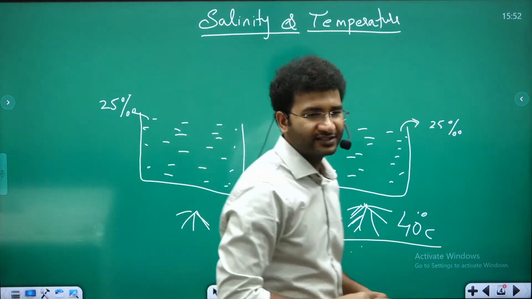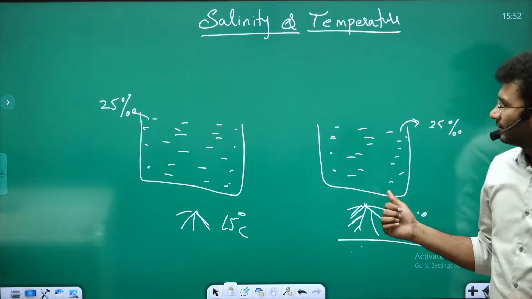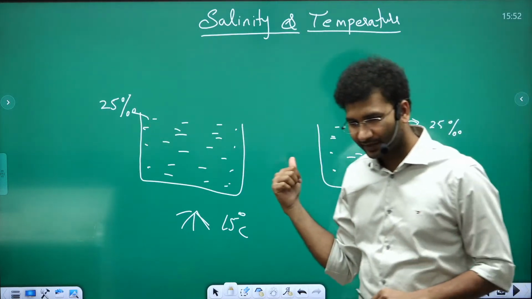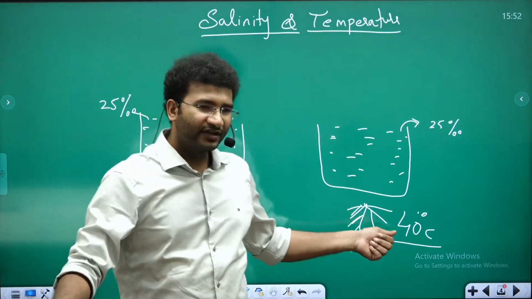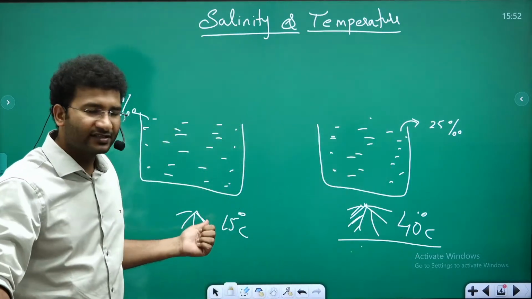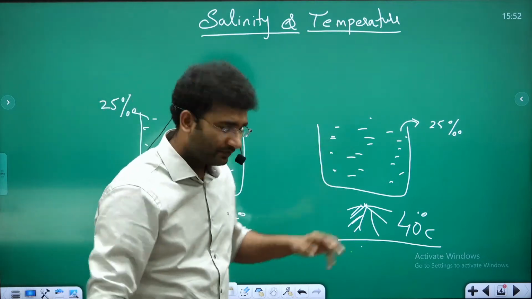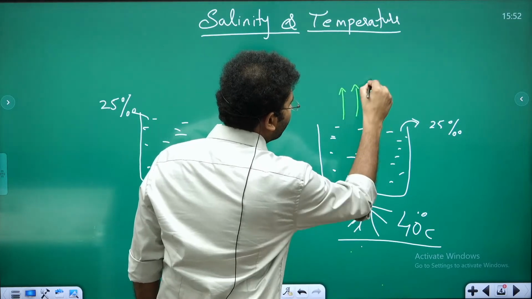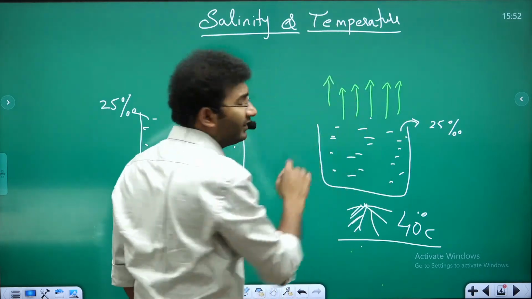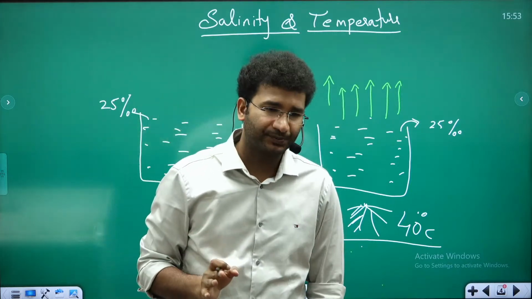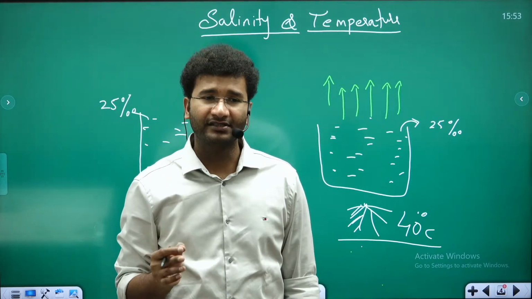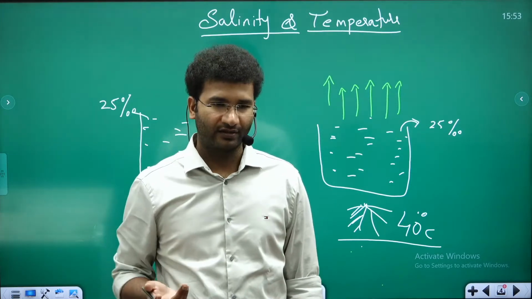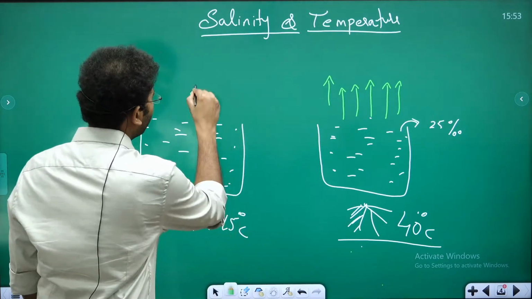ठीक है, टेम्परेचर किसमें ज्यादा है? इस बाउल में. इसमें भी 25 पार्ट्स पर थाउजेंड है, इसमें भी 25 पार्ट्स पर थाउजेंड है. तो मान के चलो 40 डिग्री सेल्सियस पे एवोपरेशन ज्यादा होगा या 15 डिग्री सेल्सियस पे? 40 पे ज्यादा होगा. तो imagine there is water evaporating. Now you should understand that anything that evaporates is always fresh. ठीक है, evaporation happens by the fresh water, right? Impurities थोड़ा late evaporate होते हैं. So here also you got to see evaporation.